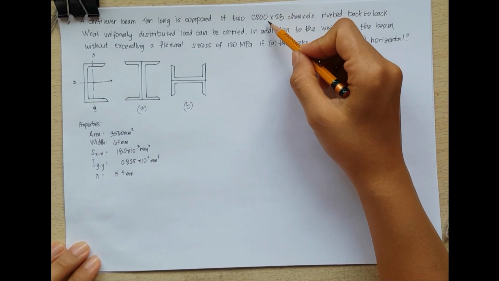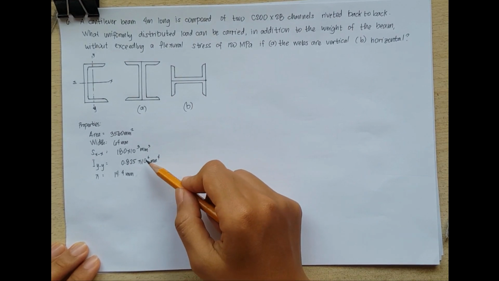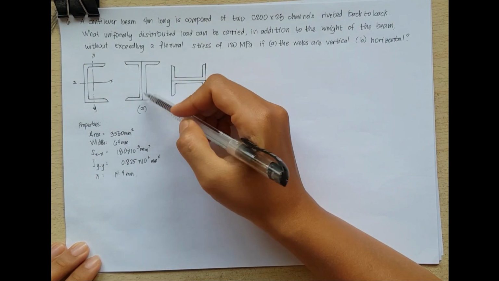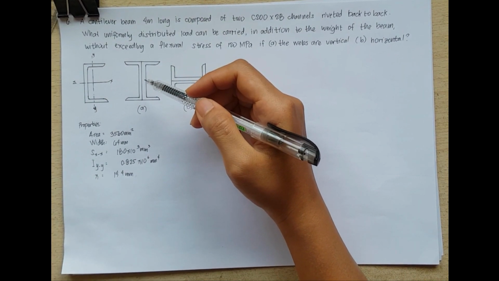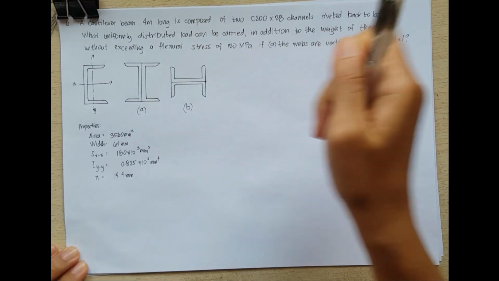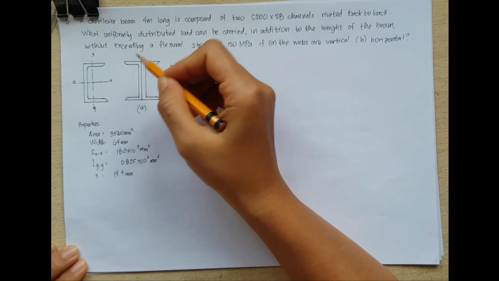So here we have C200 by 28, and these are the properties as given by the problem. So we will be solving for the uniformly distributed load that can be carried in addition to the weight of the beam. So for letter A, considering that the webs are vertical. So ito yung web, tinutukoy. This is the web. The webs are vertical.